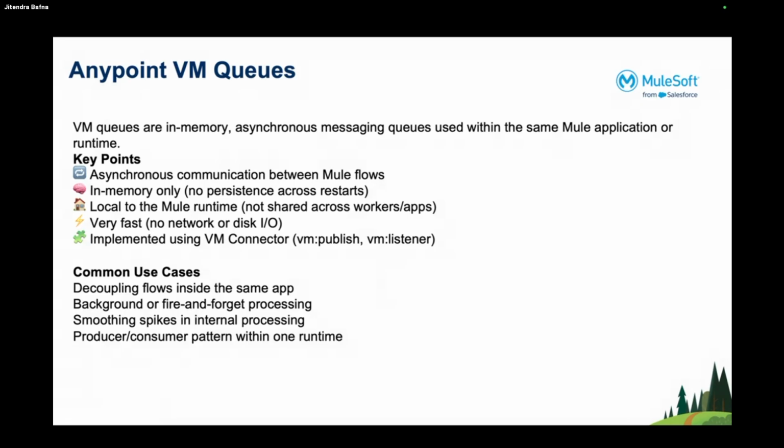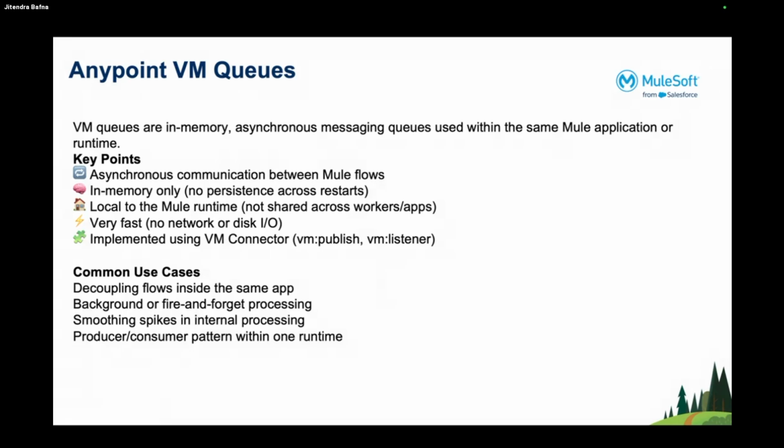So we have a VM publish and the VM listener. So you can do decoupling of flows inside the same app, right? There's a possibility you can make the VM queue work as request-response also. So yeah, it is also used for background, fire-and-forget processing.